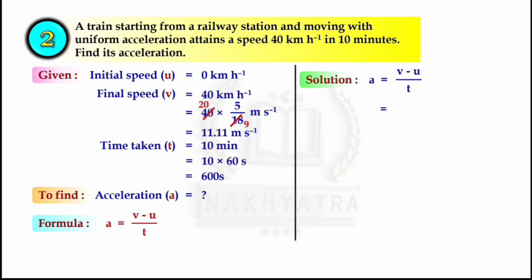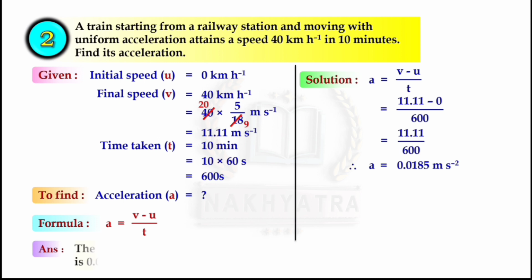Okay, see, I am also helping you out. By putting the values, we will get the value for a equal to 0.0185 meter per second square. Here also don't forget to write the unit. Okay guys, so the answer is the acceleration of the train is 0.0185 meter per second square.